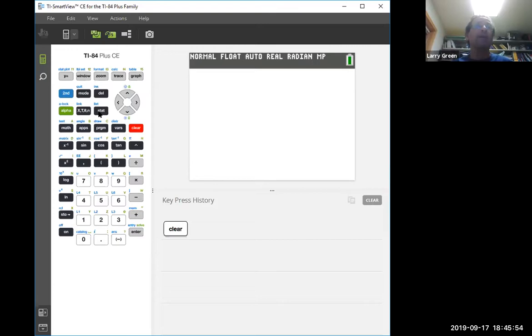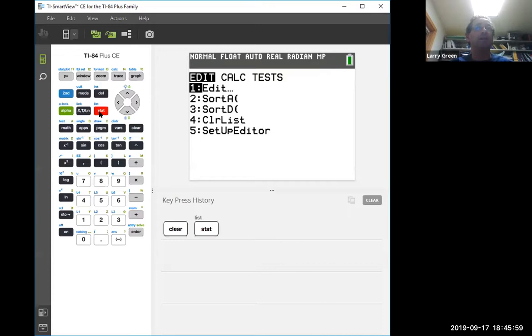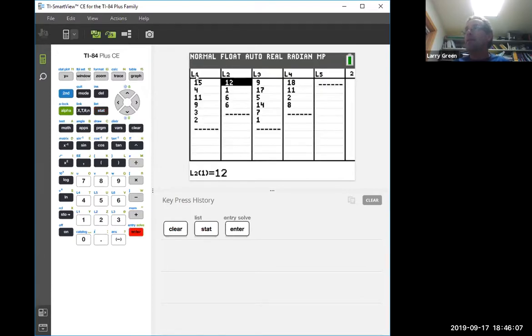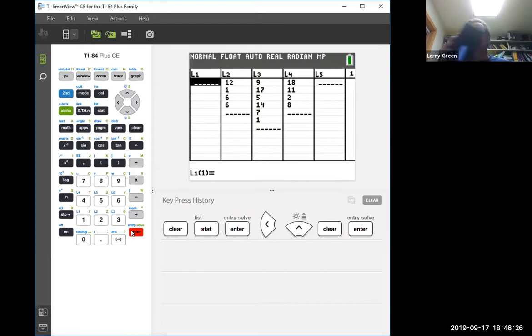And watch what I'm doing. I am going to hit the stat button. Stat is very, very important. Then I'm going to hit enter on edit. You'll notice it goes into a spreadsheet program. I'm going to use my left arrow, go up to L1, and hit the clear button. Then I hit enter. I strongly recommend when you are attending these webinars, have your calculator with you, so you can follow along with me.